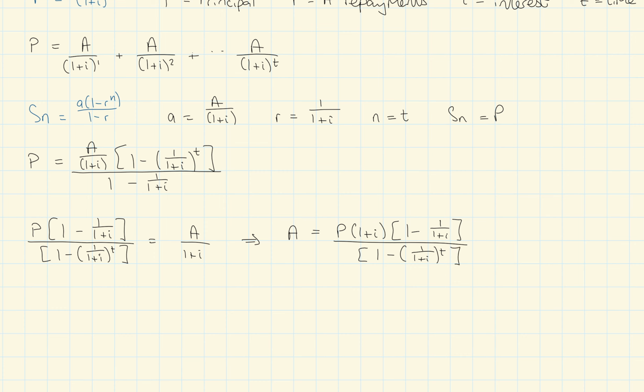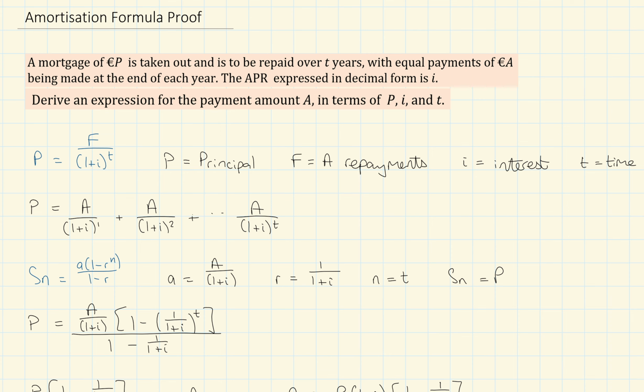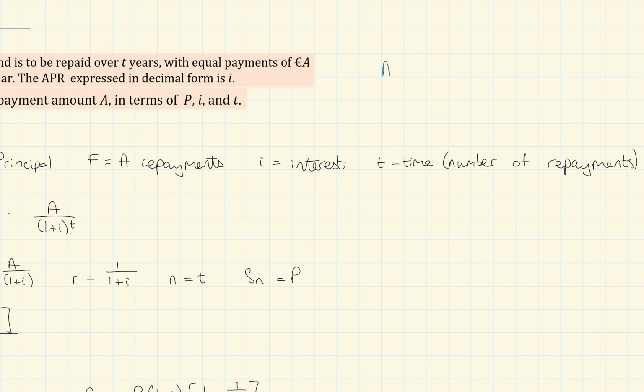Okay, so what's happened now is we've isolated A, but it's not quite in the format of the amortisation formula. Your amortisation formula is in your log tables, and it tells you A is equal to P times I times (1 plus I) to the power of T, all over (1 plus I) to the power of T minus 1.